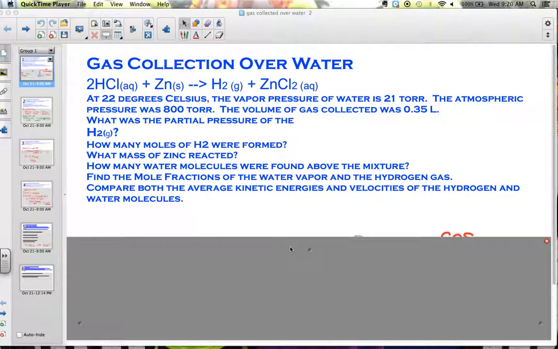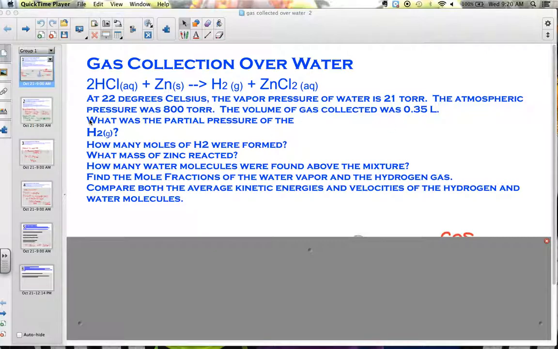This is the gas collection over water tutorial. So if we have the reaction, hydrochloric acid with solid zinc, producing hydrogen gas and zinc chloride solution, we might be asked some questions about it. They'll give you some temperature and atmospheric pressure information. They'll give you the vapor pressure of water for that temperature, and they'll give you the volume of gas collected.